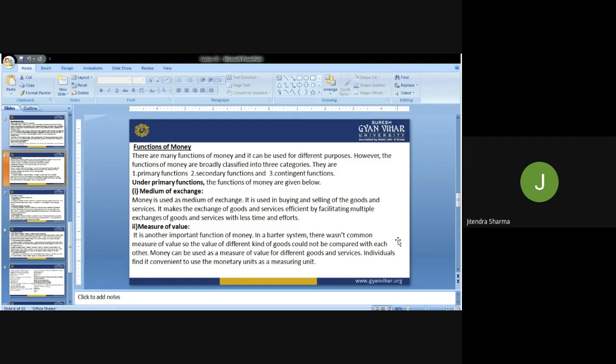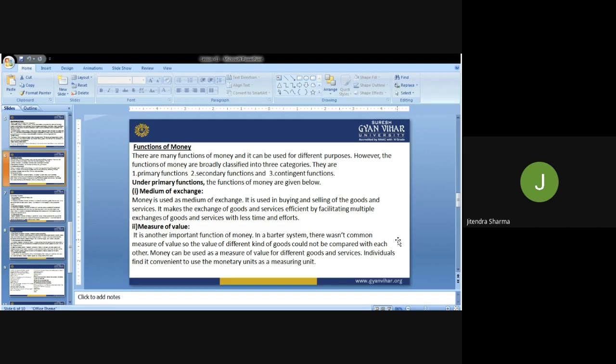Now, the second function under primary functions is measure of value. It is another important function of money. In a barter system, there was not. You know that in a barter system, we have only the exchange of things and commodities. So in a barter system, there was no common measure of value. The actual value of that product or service was not near.